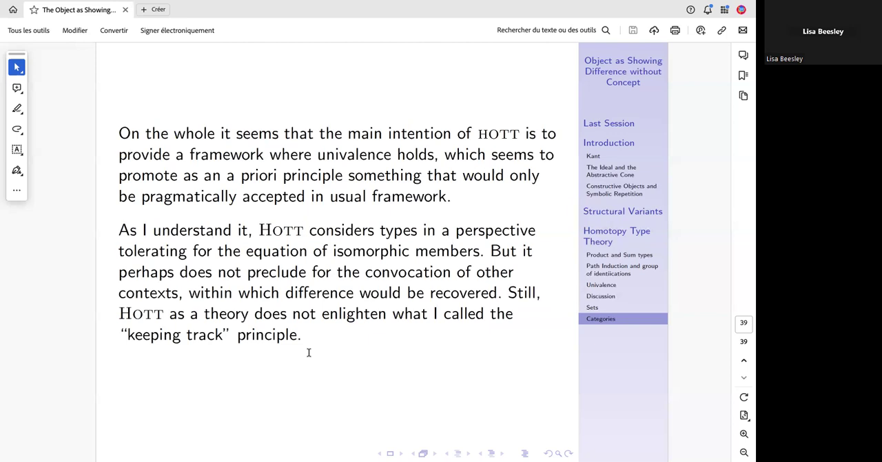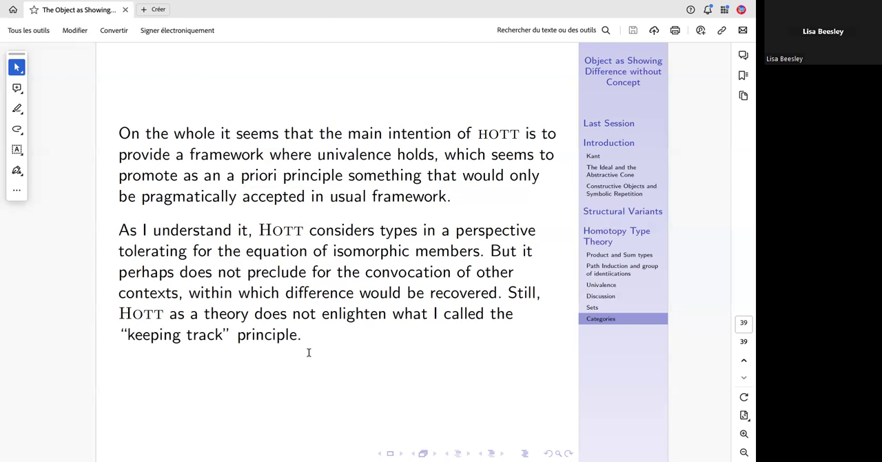So it seems that one of the main intentions of HOT is to provide a framework where univalence holds. I have the impression that univalence is not something secondary in HOT's approach. It seems that HOT is going to give as an a priori principle univalence, which is rather something which is pragmatically accepted in usual frameworks, because we pragmatically accept that N is going to be part of Z, for example. And we pragmatically accept that rings and affine schemes are the same at the categorical level. But we don't make this pragmatic obviousness a real equality.